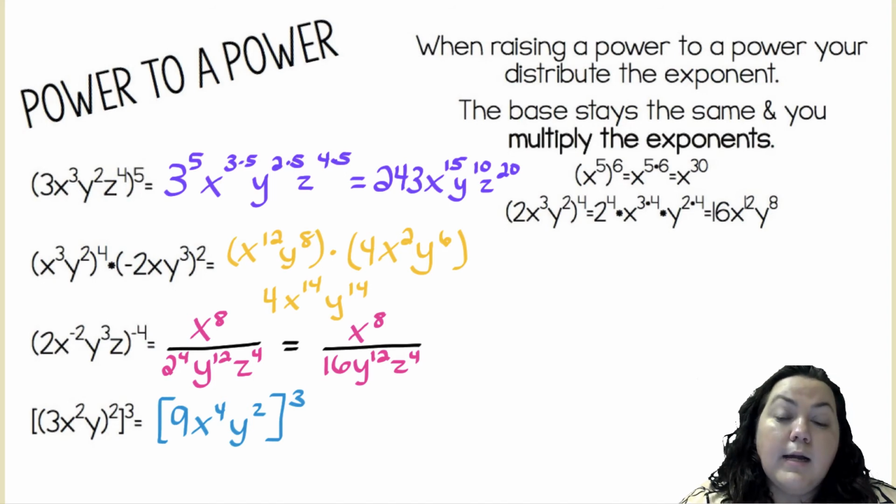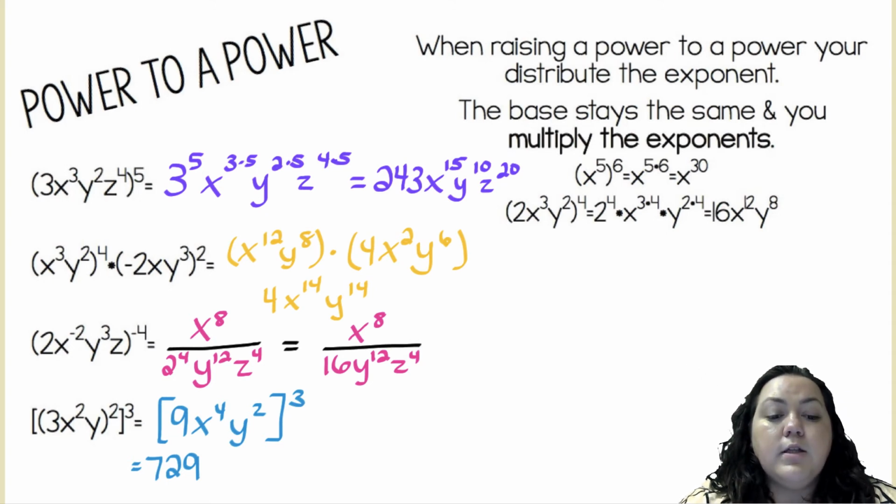So now I'm going to do 9 to the 3rd power. 9 times 9 times 9 would give me 729. X to the 4th raised to the 3rd. 4 times 3 would give me x to the 12th. Y to the 2nd raised to the 3rd power, 2 times 3 would give me 6, so y to the 6th.